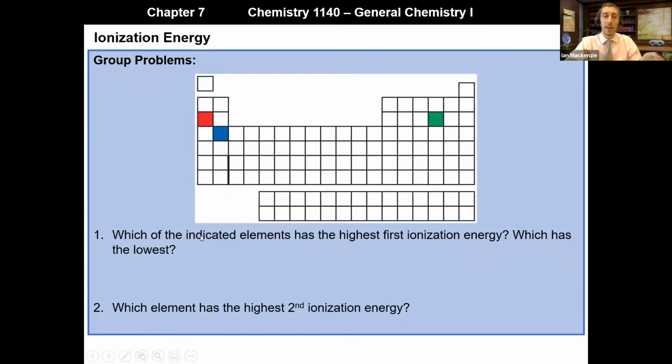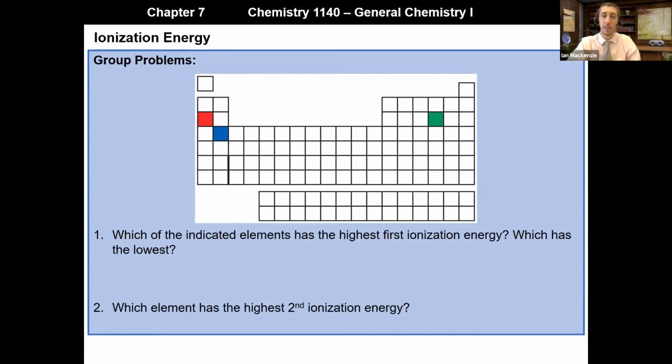So in terms of which of them overall has the highest ionization energy, well, the farthest to the right, that is, and the farthest up, that is the green. So green will have the highest first ionization energy. The lowest will normally be the farthest to the left and the farthest down, but here the blue one has a filled subshell versus red not having a filled subshell. So red is the lowest ionization energy.